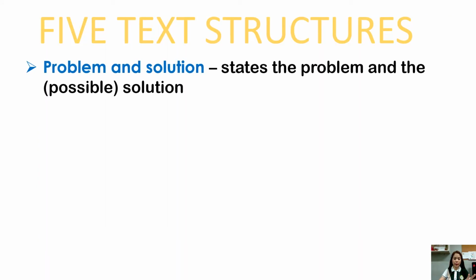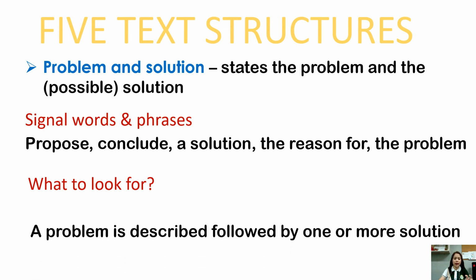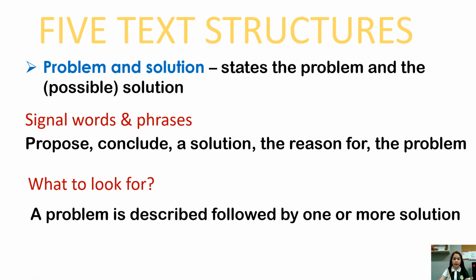Next is problem and solution. It states the problem and the possible solution. Signal words are propose, conclude, a solution, the reason for the problem. So, what are you going to look for? A problem is described followed by one or more solutions.